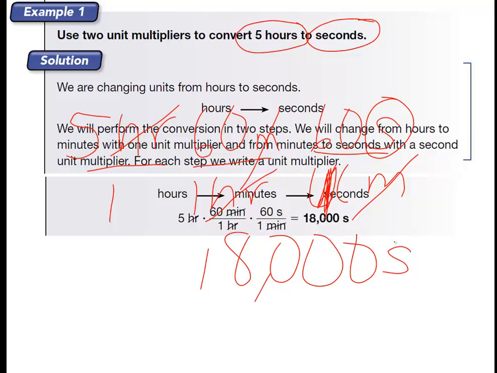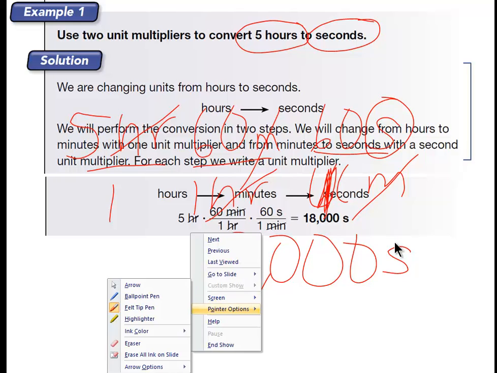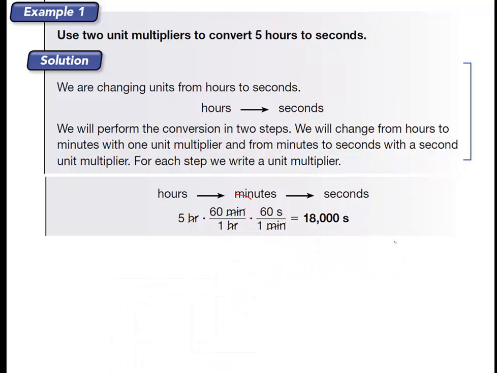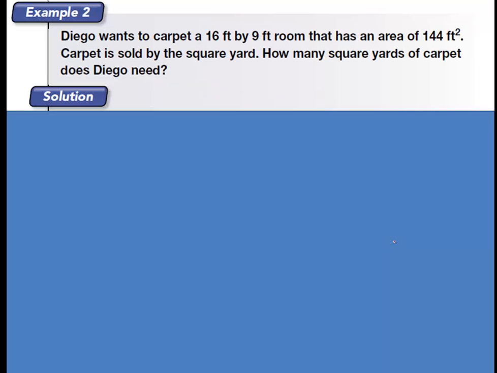That's what it looks like. Let's clear that up a little bit for you. Same thing: there's our multiplier, minutes to hours, and there's our seconds to minutes, and this gets us to 18,000. So we're using two multipliers to get to our answer. All right, let's look at another one.